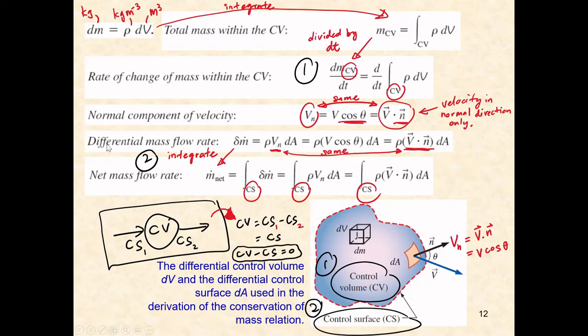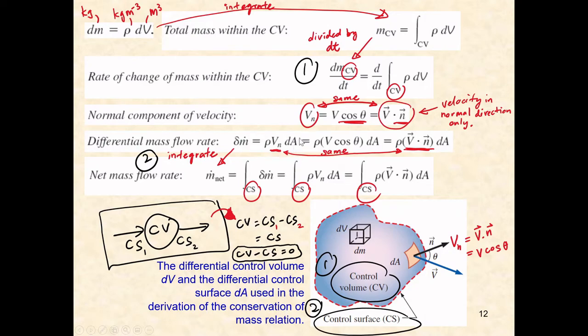If you look into the differential mass flow rate, here you should have a differential mass flow rate. You put it here: rho multiplied by the normal velocity.